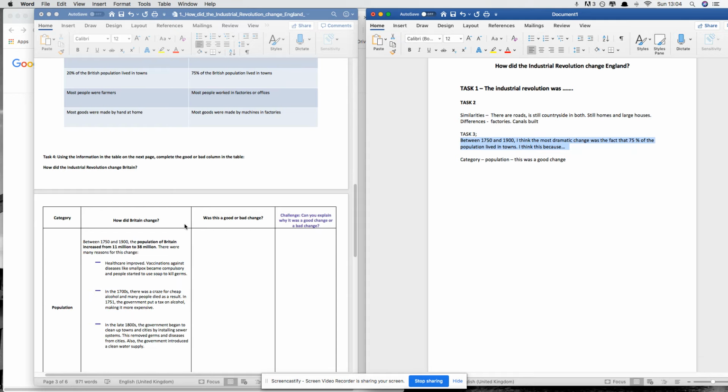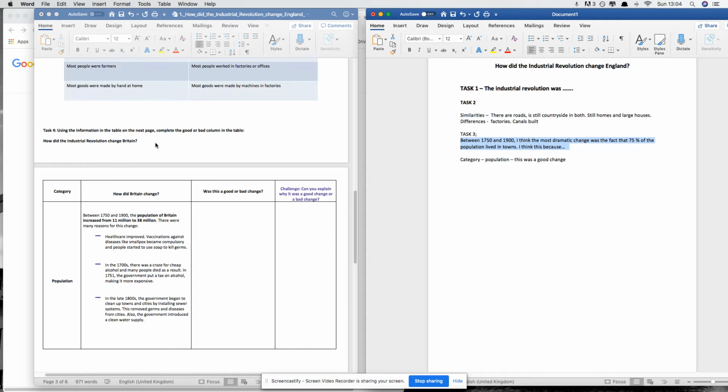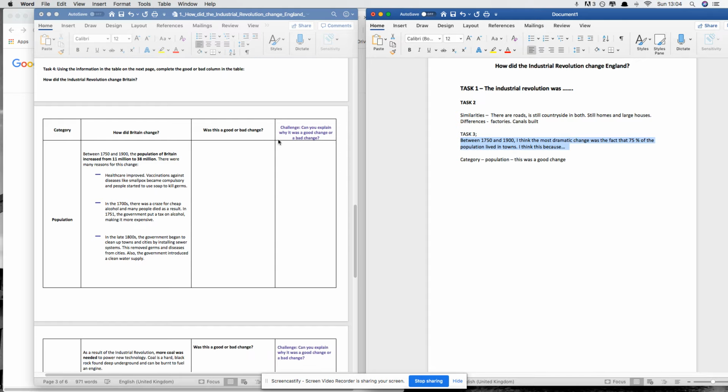Okay, your big task here, your main task is using the information in the table on the next page, complete the good or bad columns in the table. How did the Industrial Revolution change Britain? On the right-hand side, I put challenge, but it's not actually a challenge, so I'm just going to change that. I'm going to delete those.